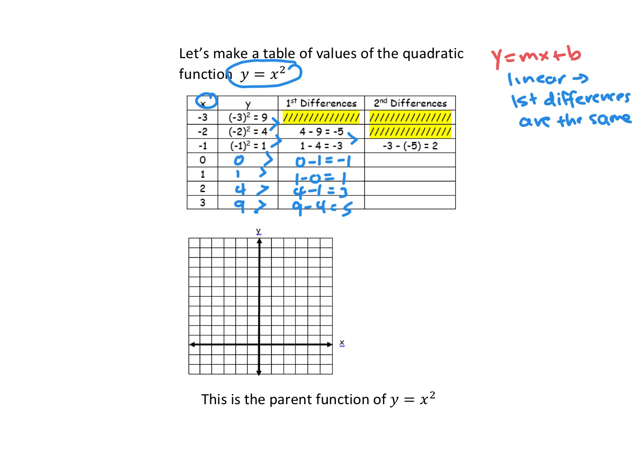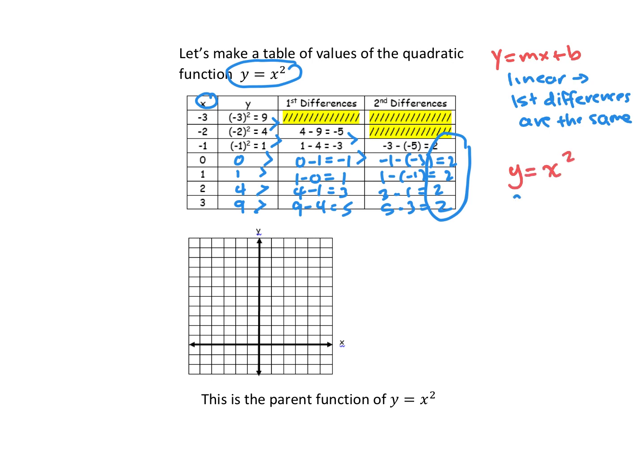So we do -3 minus -5. Minus a negative is like adding, so that gives us a value of 2. Then we'll do -1 minus -3, so -1 plus 3 is 2. We'll do 1 minus -1, so 1 plus 1 is 2. Then we have 3 minus 1 is 2, and 5 minus 3 is 2. We can see that the second differences are the same. They are all 2. If the second differences are the same, that tells us it is a power 2.